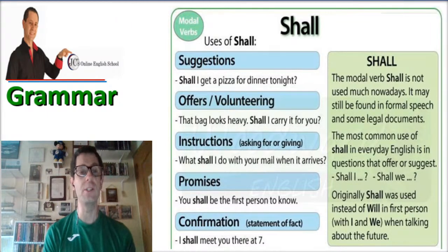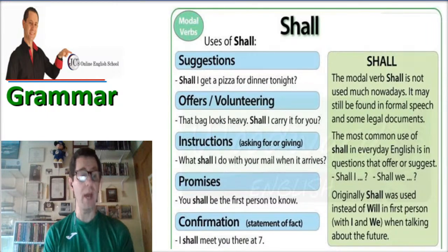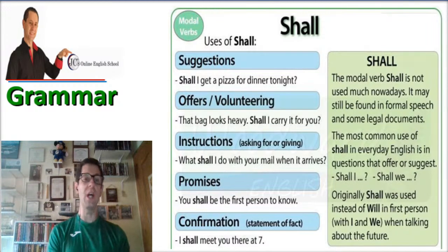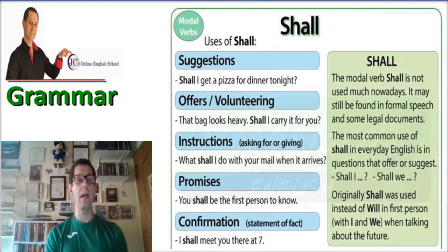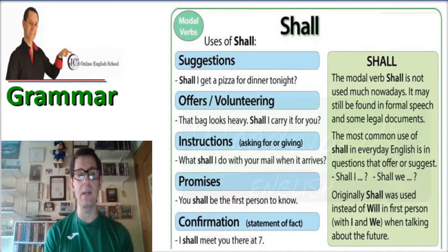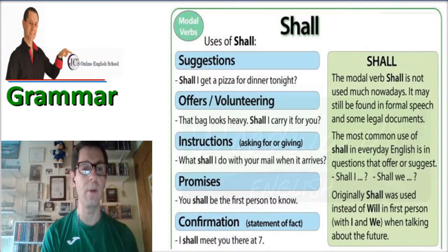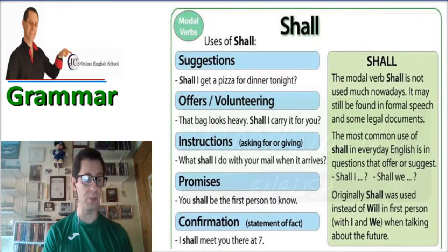Number three, for instructions, asking for or giving instructions. For example, what shall I do with your mail when it arrives? I don't know what to do. Number four, promises. It is also used for promises. For example, you shall be the first person to know. I promise, yes. You shall be the first person to know.